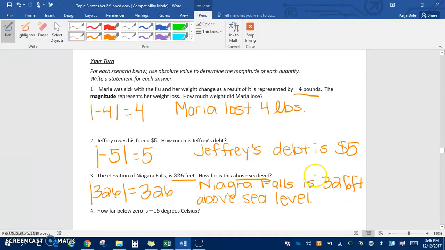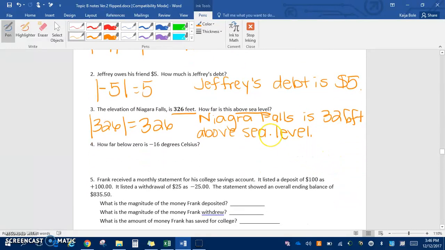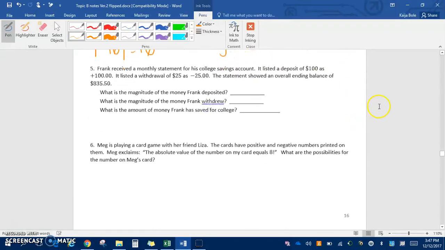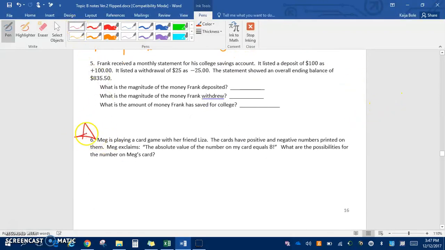One more I want to do all together, number 4. It says how far below 0 is -16 degrees Celsius. We're taking the absolute value of -16, which is just 16. To answer the question, we would say 16 degrees below 0. Remember, we don't want to say -16 below 0 because that's a double negative. We're going to skip number 5, but I want you to put a star by number 6. I want you to try this on your own, and then we will go over it all together in class.